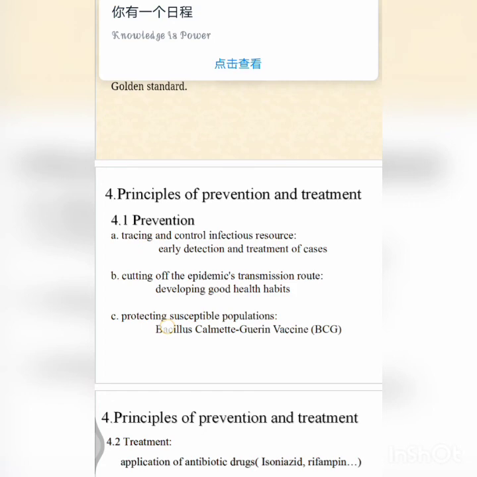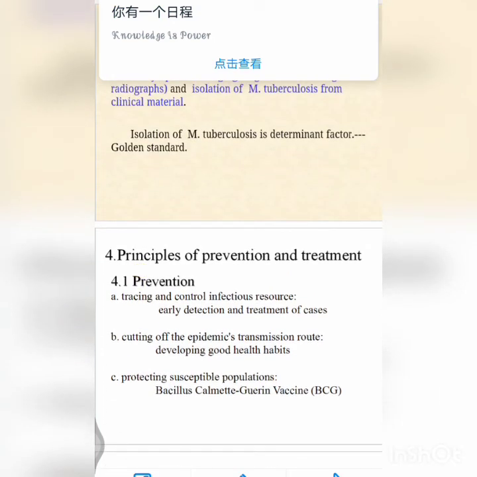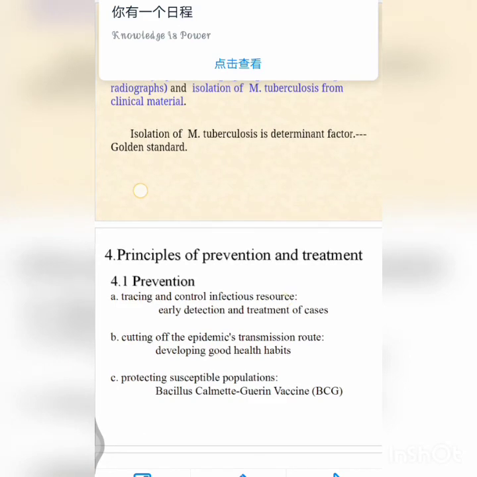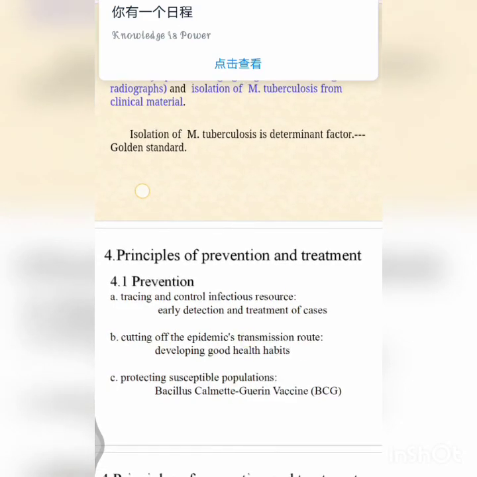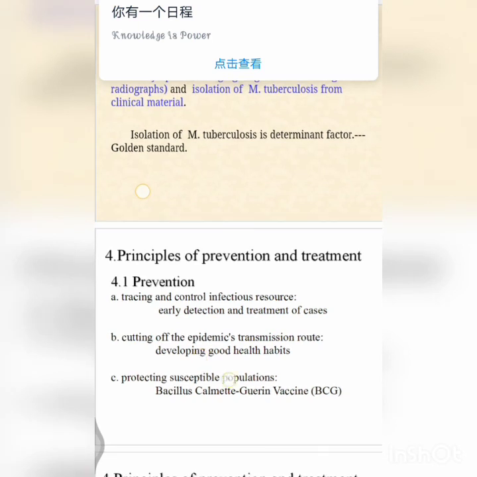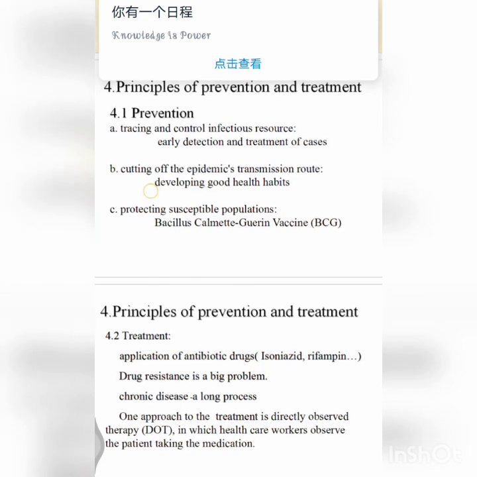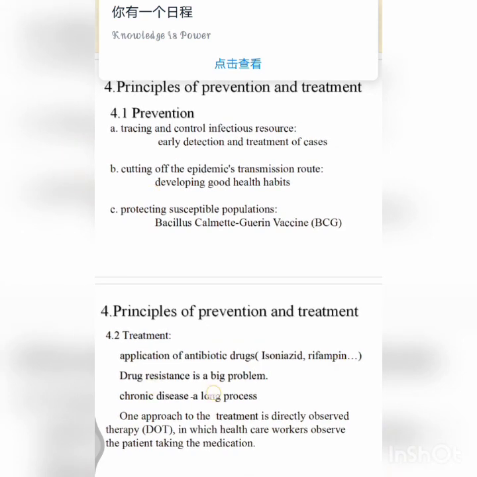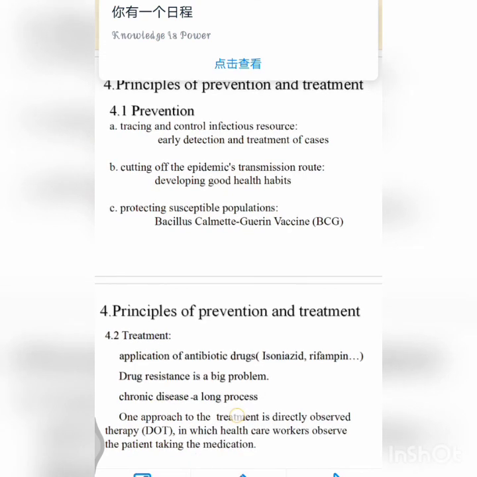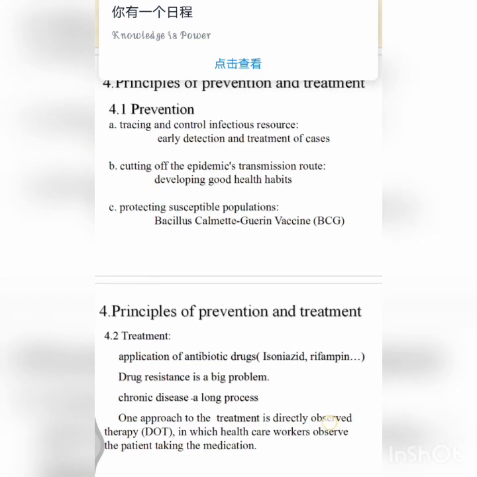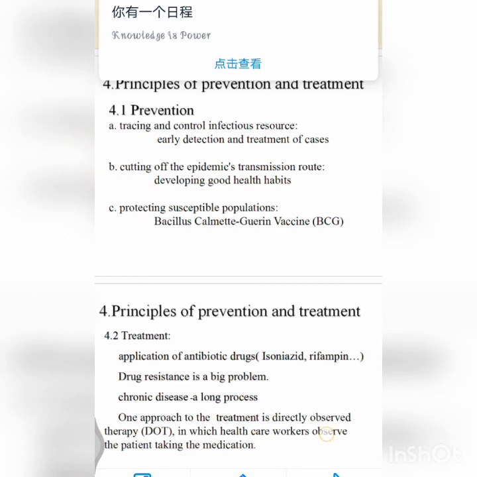So what are the prophylactic measures? Here we can see all those things. Prevention includes tracing and control of infectious disease, early detection and treatment of cases, cutting the epidemic transmission route, developing good health habits, protecting susceptible populations, and the Bacillus Calmette-Guerin vaccine, that is the BCG vaccine. As for the principles of treatment, it is the application of antibiotic drugs, isoniazid and rifampicin. Drug resistance is a big problem. It is a chronic disease with a long process, so these drugs are given over a long period of time. One approach to treatment is directly observed therapy, that is DOT, in which healthcare workers observe whether the patient is taking the medication. So this is all about tuberculosis.